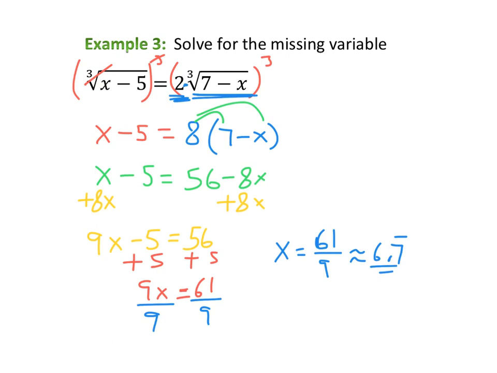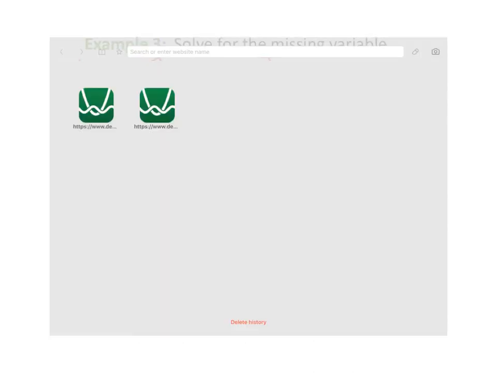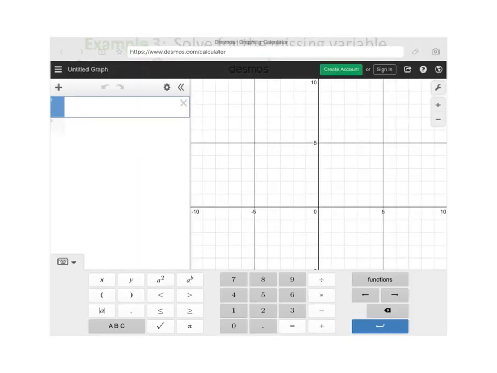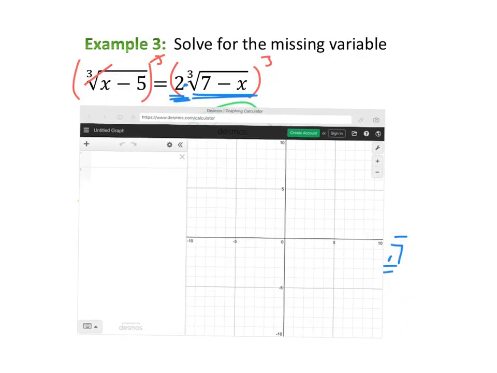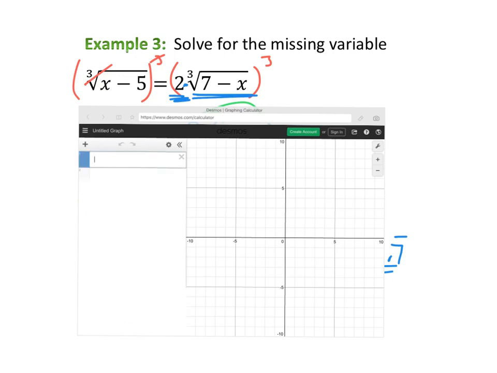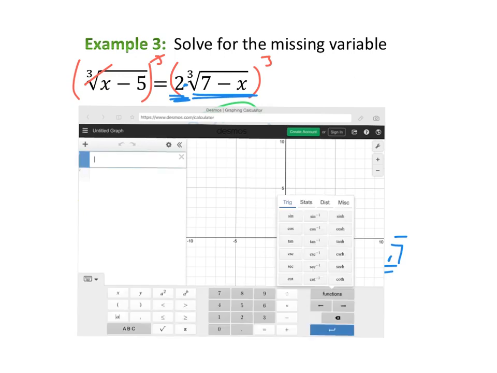Maybe I should have worked this problem out beforehand, before using it. Make sure it came out a little bit nicer. But we're going to just check it out in Desmos. So I'm going to type each side in as its own equation. The cube root is under functions.